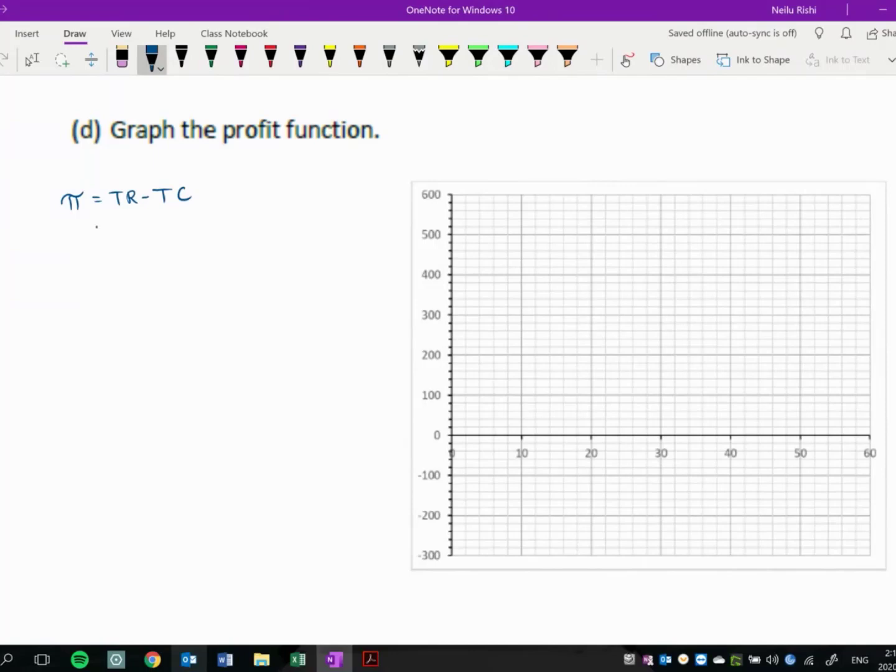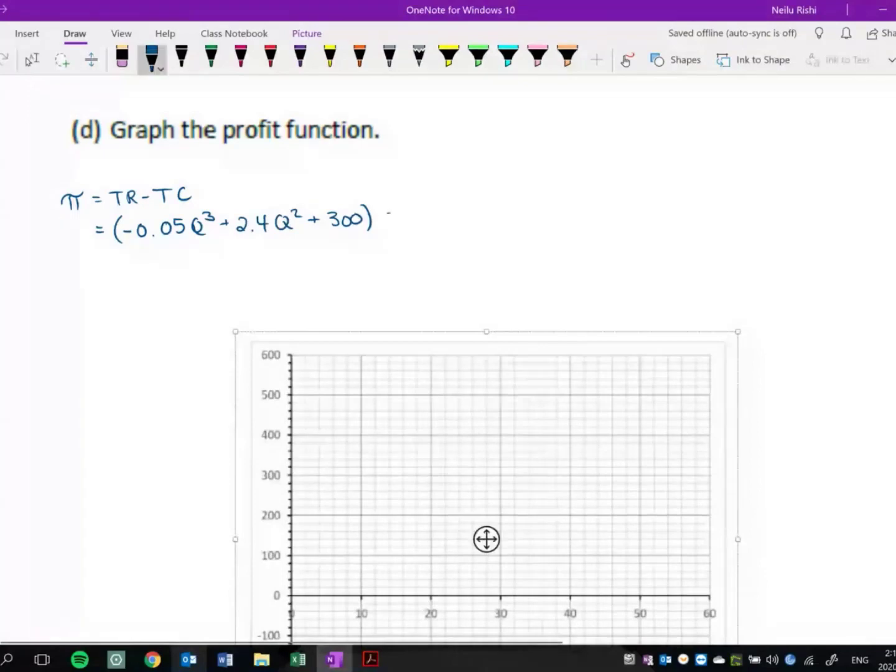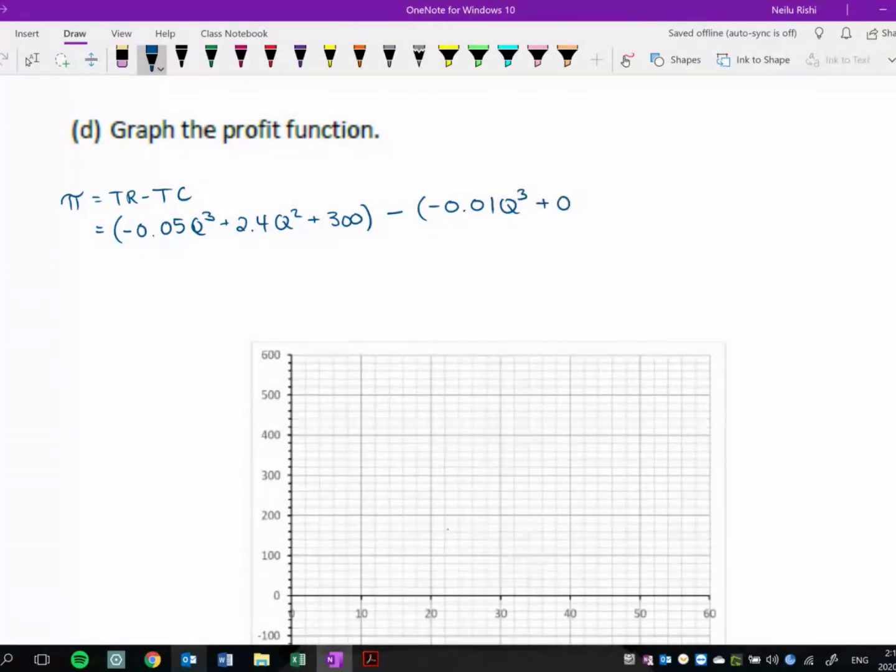As a recap, my total revenue equation was 0.05 Q cubed plus 2.4 Q squared plus 300, minus my total cost function, which was negative 0.01 Q cubed plus 0.4 Q squared plus 500. If I work this out, and I'll let you do this one on your own because the math isn't overly complicated, you get negative 0.04 Q cubed plus 2Q squared minus 200. So that's what we're going to be graphing here.